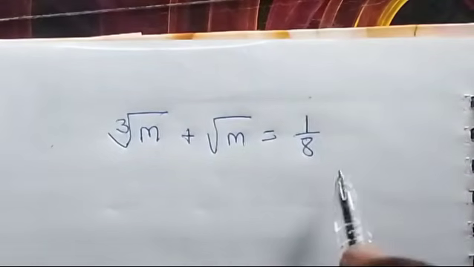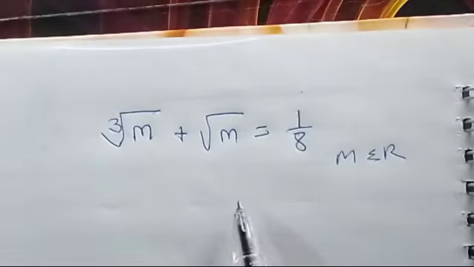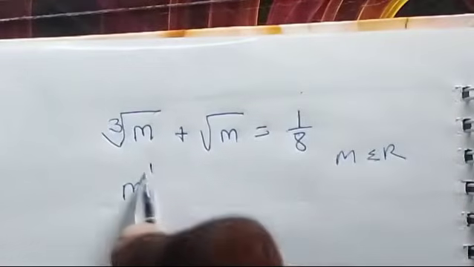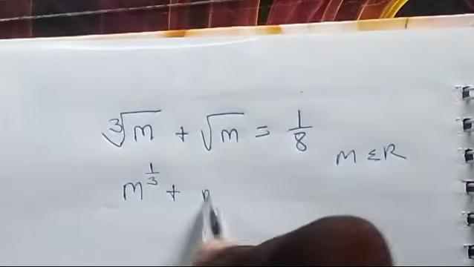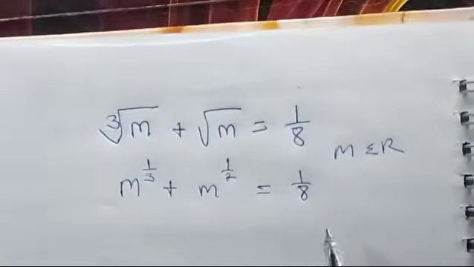From this question, we are asked to look for the real value of m. Now, how do you simplify this? We can write this as m raised to the power of 1 over 3 plus m raised to the power of 1 over 2 is equal to 1 over 8.